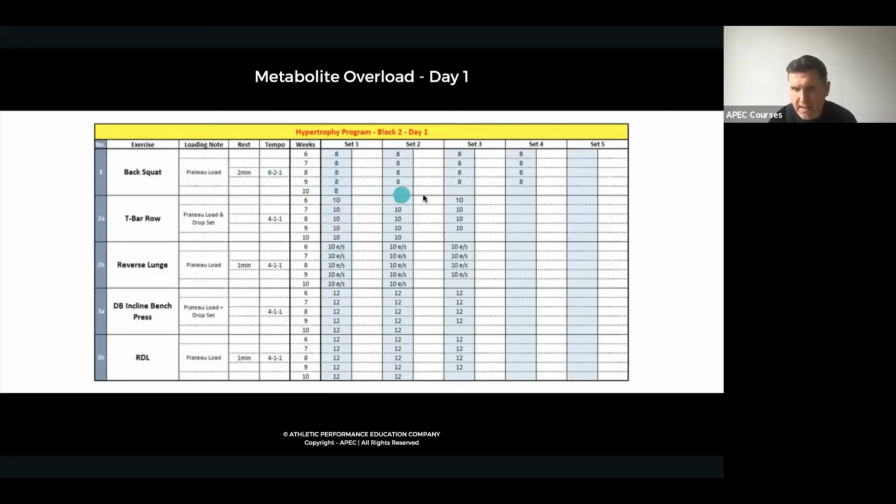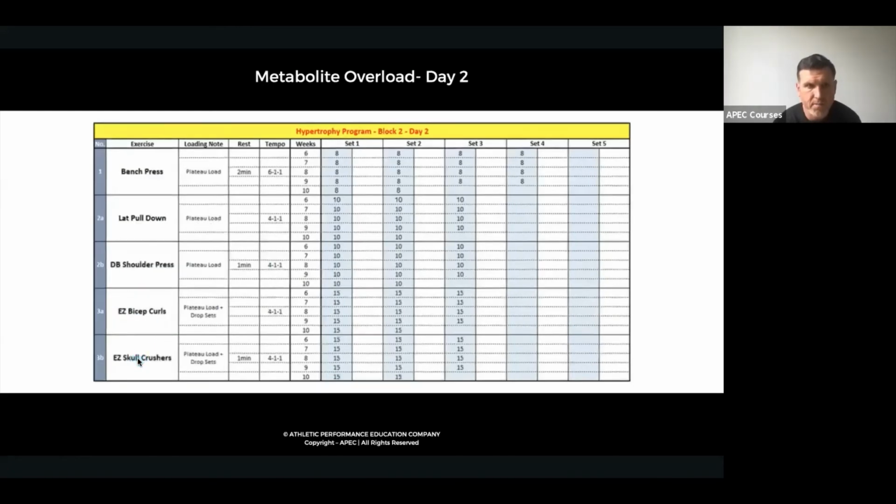Again, reps and sets, again adhering to the deload on week 10. T-bar row, the exact same process again with tempo and reps and sets. This time again, we've still done a superset here and a superset at the bottom with dumbbell incline press and RDLs.